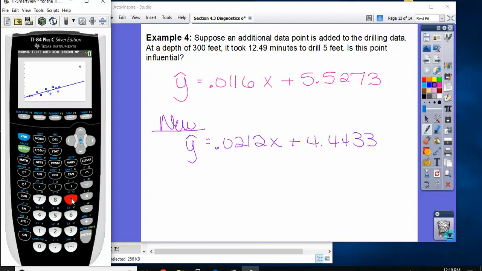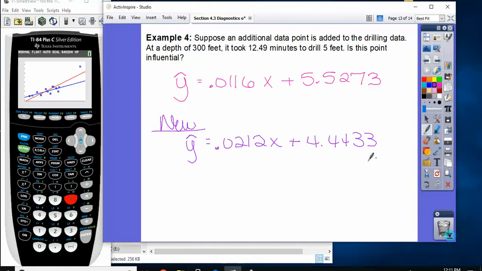That blue line is my original line. We can see this point was definitely an outlier. The red line is the new one. So did that outlier change my line quite a bit? Yes, it did. If the lines are very close to one another, then we say it's not influential. But here, we can see it took my line and it did make a big change, so that one is an influential one.